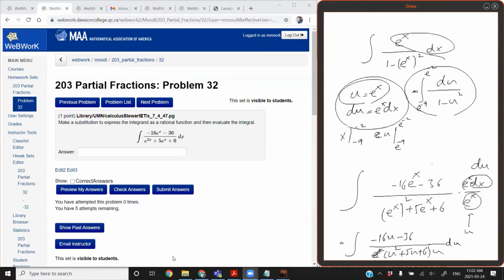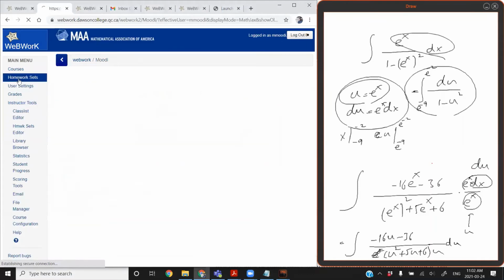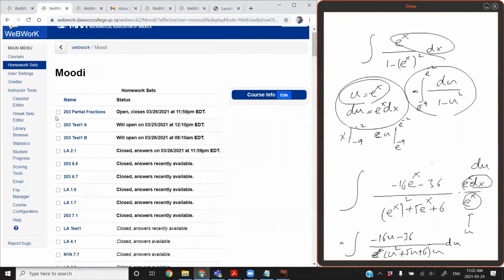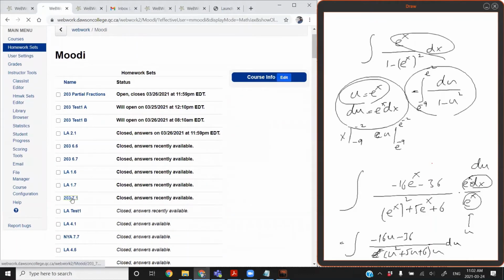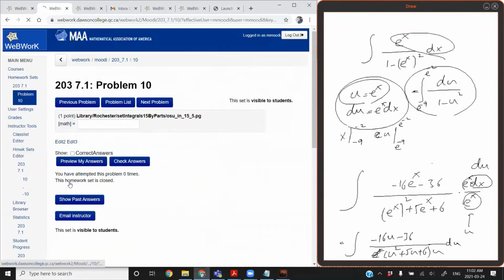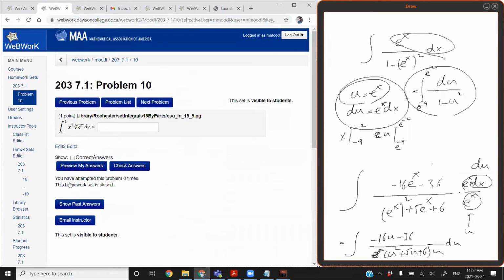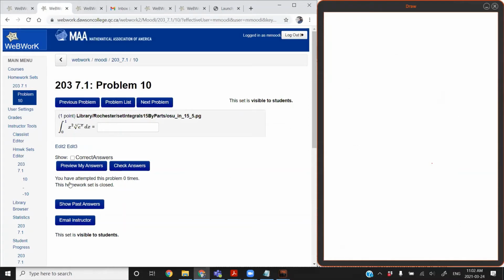Talal? Yes, sir. Problem 10, 7.1, problem 10. I'm having trouble with this section, 7.1, the whole thing. So you just need to practice a lot. This is the integration by parts. Yes, I'm having trouble with this method.